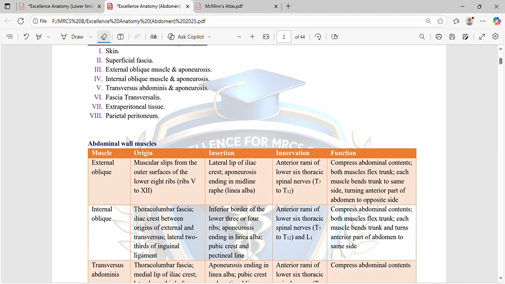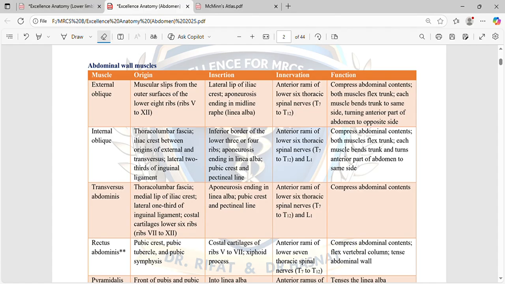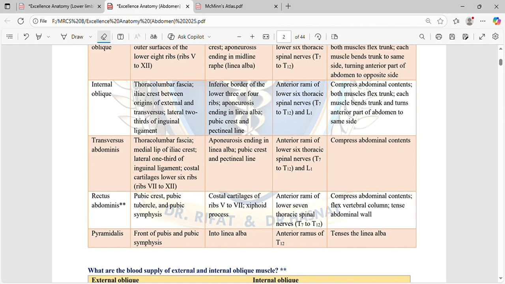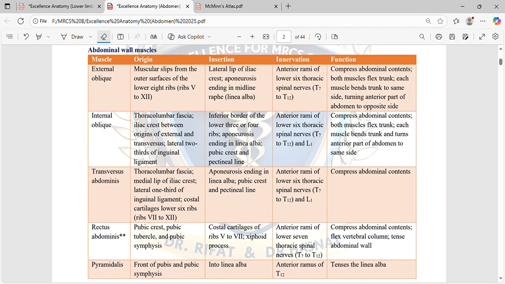Further we have these abdominal wall muscles. The most important and prominent is the external oblique, then we have the internal oblique, transversus abdominis, rectus abdominis, and pyramidalis. Here we have their origin, and then we will study the insertion and the nerve supply. The origin of the external oblique is from muscular slips from the outer surfaces of the lower 8 ribs, meaning ribs 5 to 12. So this is the origin.